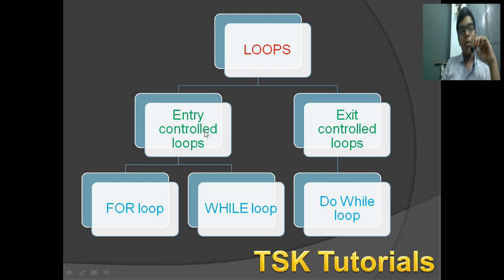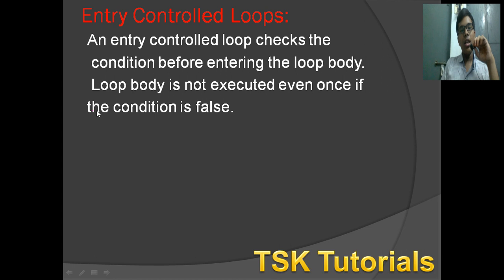Before going to those sections, we have to learn that the entry control loop is further divided into two kinds: the for loop and the while loop. What a for loop is and what a while loop is will be learned in this session. The exit control loop has a single kind, the do while loop, or you can simply say that the do while loop is an example of an exit control loop. The difference between for and while loops is also going to be discussed in this session. Let's get into our entry control loops.